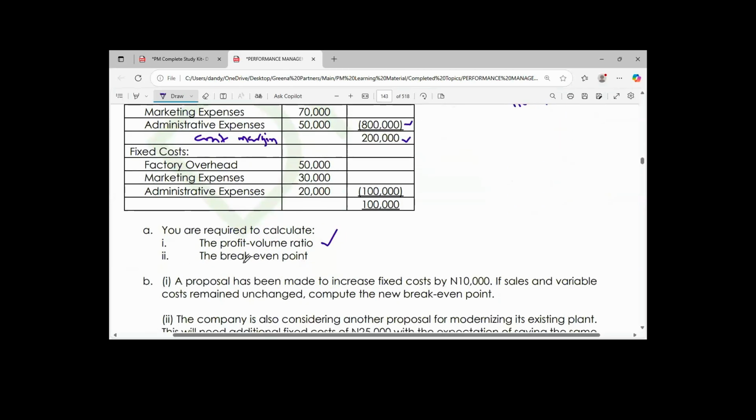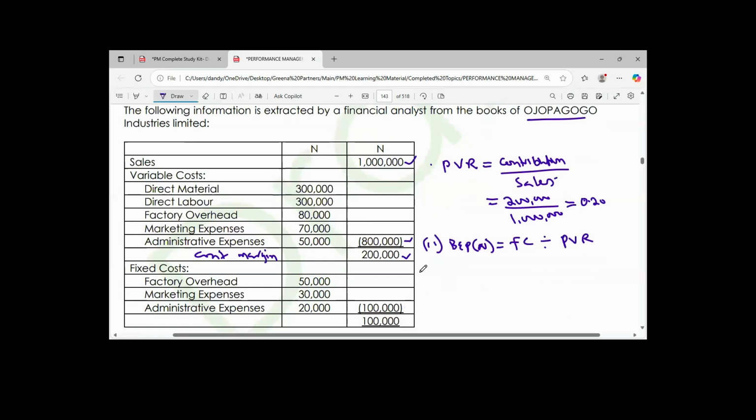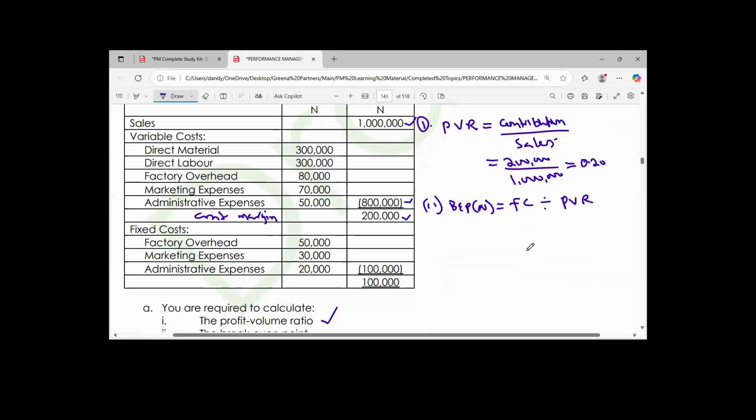Then requirement 2, you have to calculate break-even points. Which kind of break-even points is this one? Is it in naira or in units? Again, we are not given the selling price per unit, so it has to be break-even points in naira. Break-even points in naira equals fixed cost divided by PVR. There's no need to say contribution margin ratio, since the examiner asked you to calculate PVR in the first requirement. That means they want you to use PVR instead of CMR.